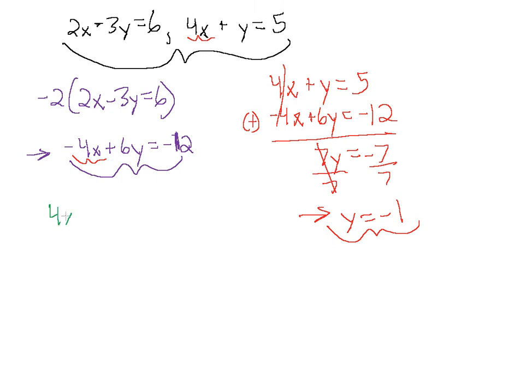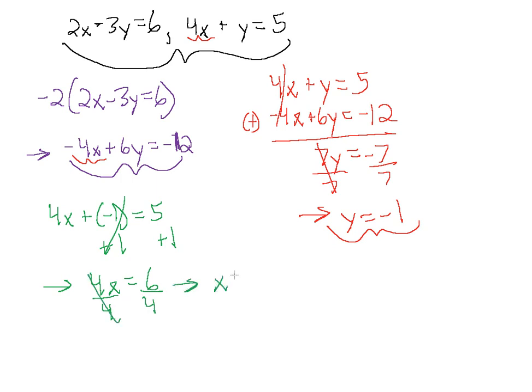We have 4x plus y, which is -1, equals 5. Let's add 1 to both sides, which will cancel those two terms. So we have 4x equals 5 plus 1 is 6. If we divide both sides by 4, we just get x on the left-hand side and 3/2 on the right-hand side. 6 divided by 4 can be simplified into 3/2.